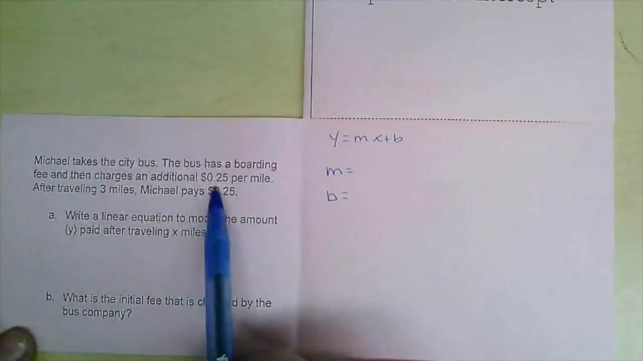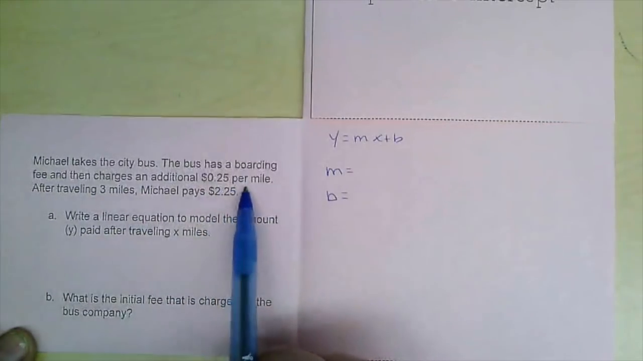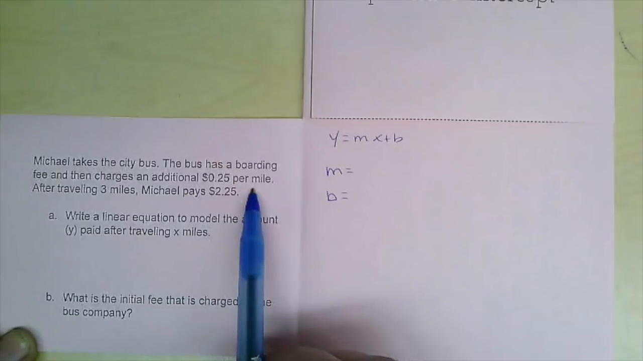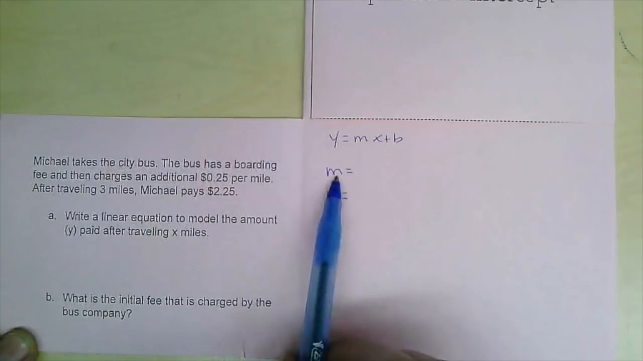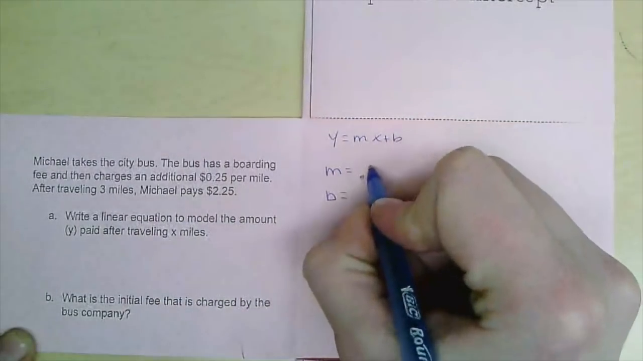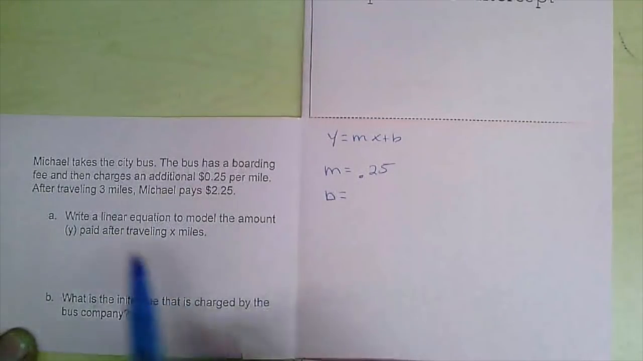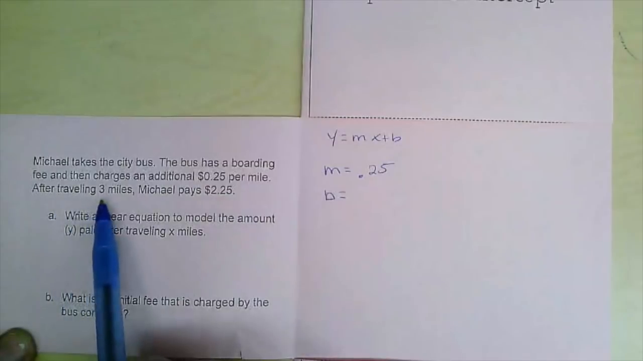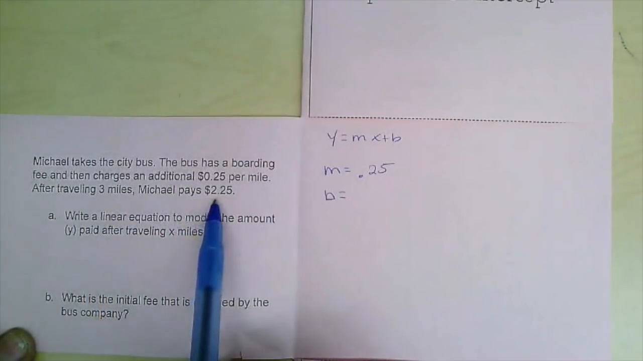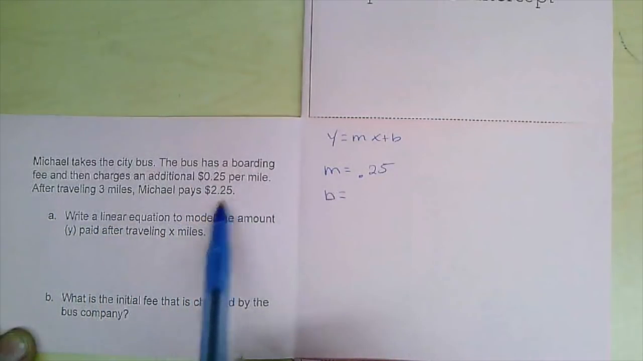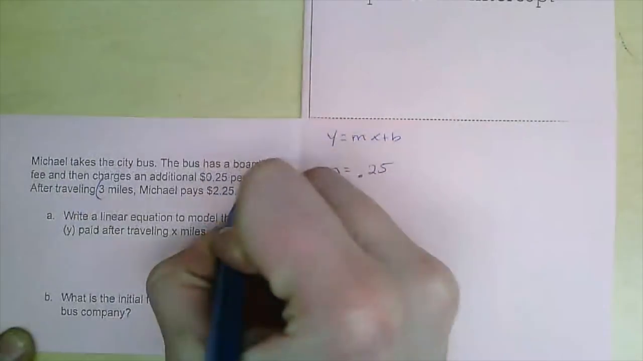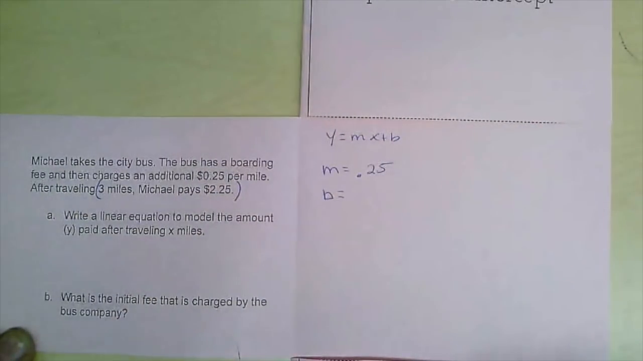We do know that we have a 25 cents per mile fee. That means for every mile you're paying 25 cents. So that's going to be our slope here. So I know that my slope is 0.25, or 25 cents. The other thing that I know is that after traveling 3 miles, Michael pays $2.25. So right here, this is actually one point that I'm given, 3 miles and 2.25.